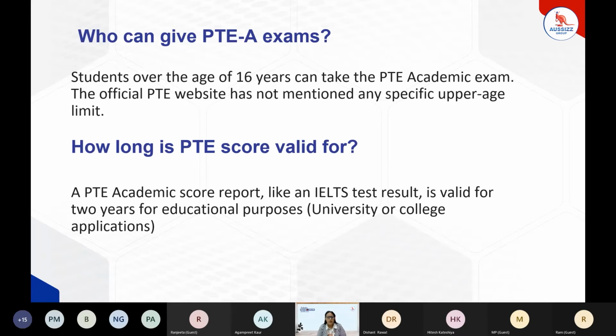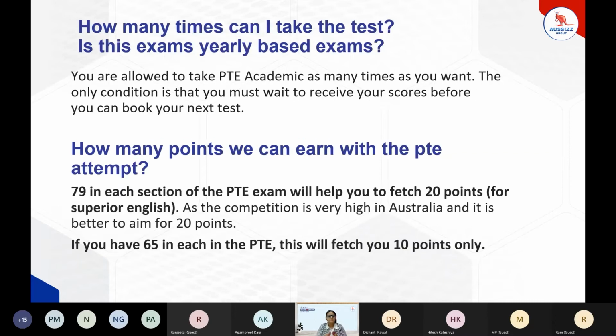How long is the PTE score valid? That would be valid for 2 years, which means you can use that score report and apply within the duration of 2 years from the date of the exam, right?